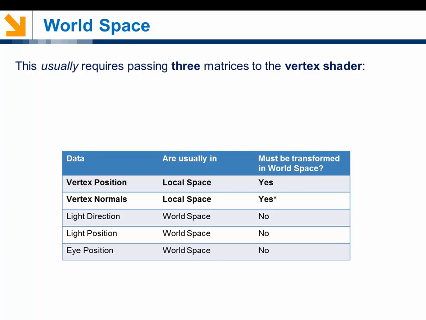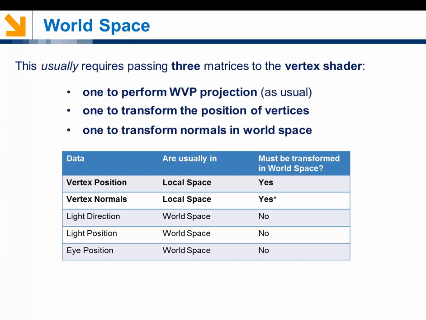So in this case, we need to send 3 matrices to the vertex shader, not just the world view projection as we did in the last example. Of course we need it, otherwise we don't see anything projected in a 3D world. But we also need 1 matrix to transform only the vertex position, and 1 matrix that will be used to transform only the normals.